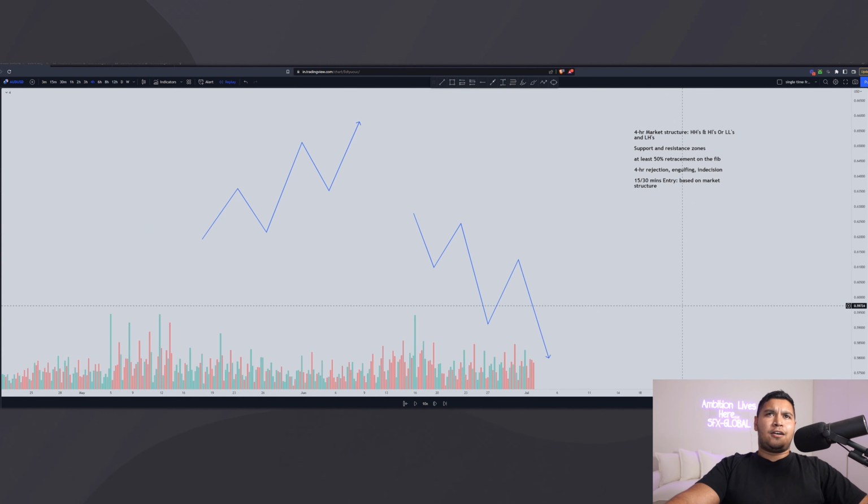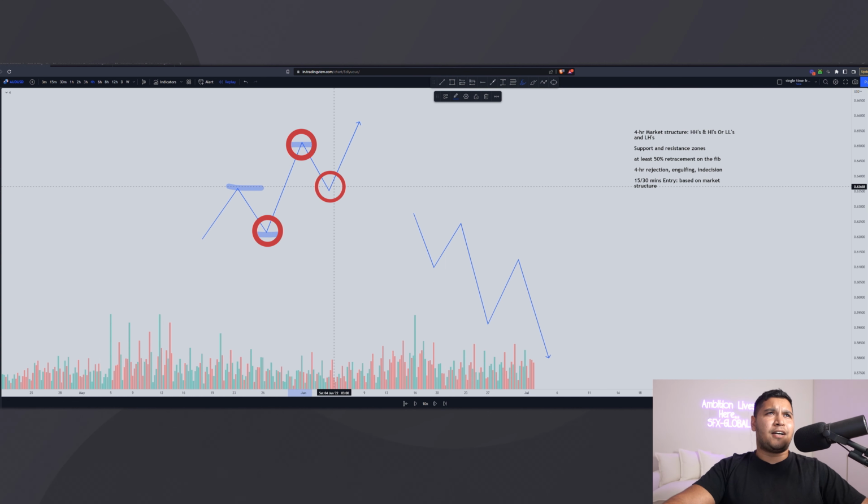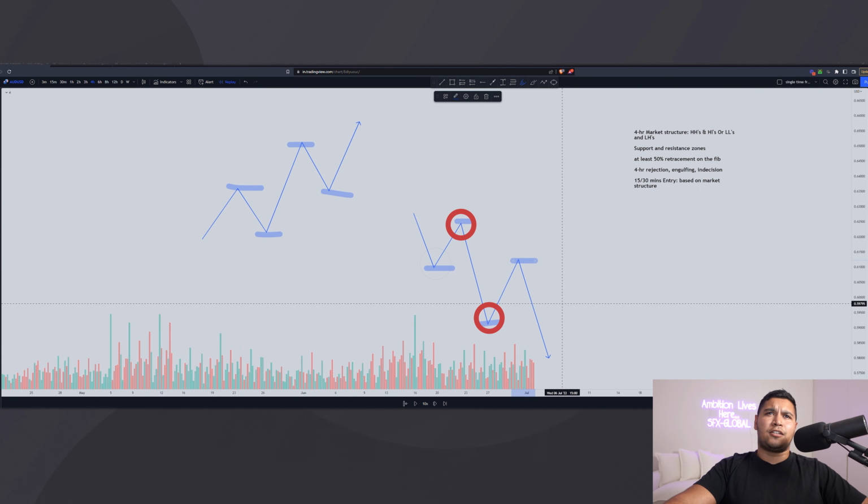So here we are on the charts. Essentially this strategy is comprised of 5 main parts, and I'm going to walk you through them very quickly, and then we're going to look at a few examples. Firstly, we're going to look at the 4-hour time frame and the 4-hour market structure. Is the market making higher highs and higher lows like this and trending upwards, or is it forming lower lows and lower highs and trending downwards?